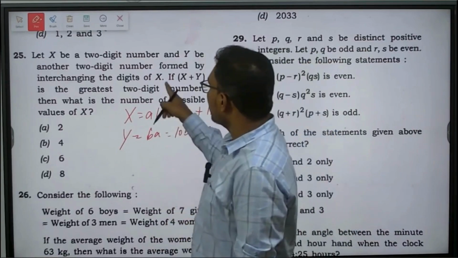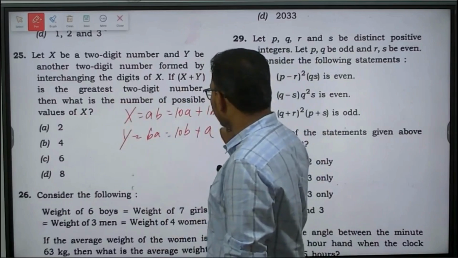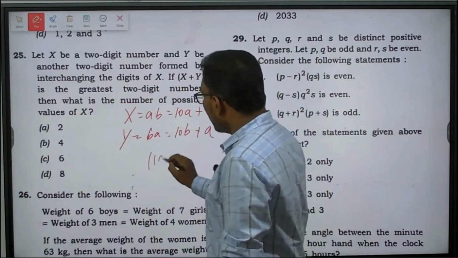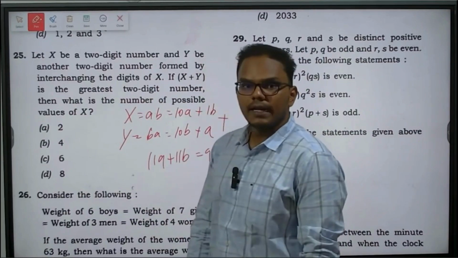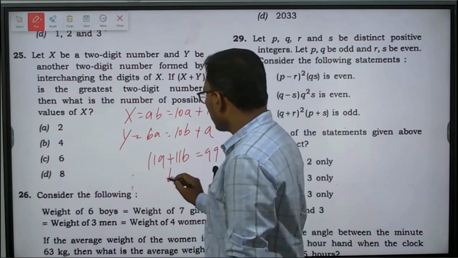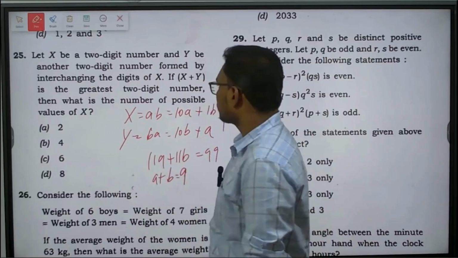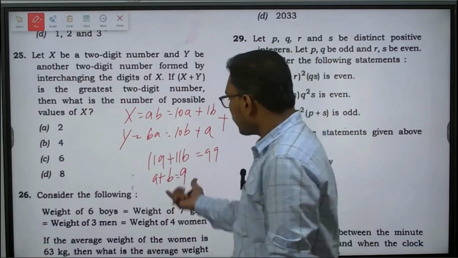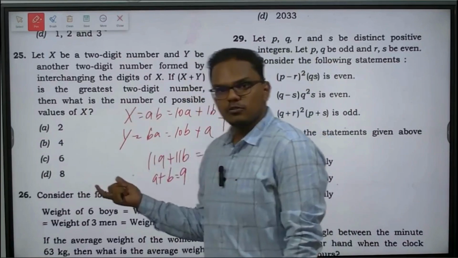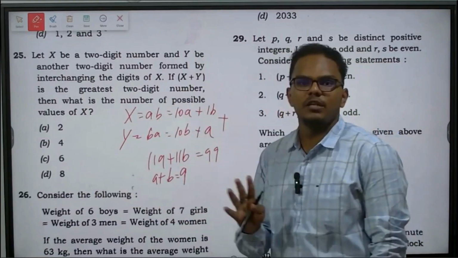So now, if x plus y, the sum of the numbers, is the greatest two-digit number, so add both, which means you will have 11a plus 11b is 99, which means a plus b is 9. Okay, right. See, this is a number, so your a and b cannot be integers, a and b have to be digits.